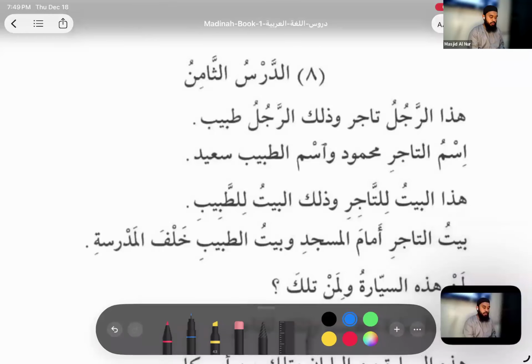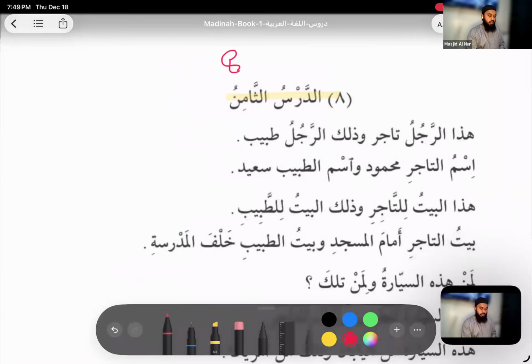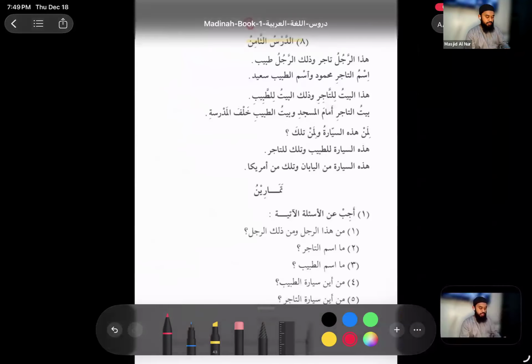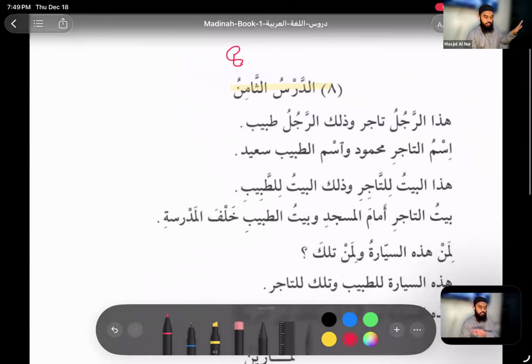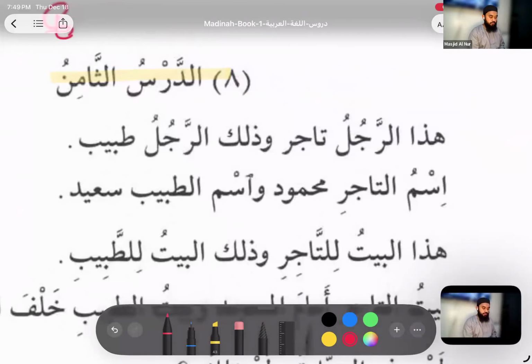Ad-darsu thamin. Lesson number 8. هذا الرجل. Who wants to read this? Bismillah, let's go through it quickly. I want to explain what's at the bottom more. So let's just leaf through this. We know this. This is very easy, guys. Someone read this, please. Clearly. No. Sorry, you made a mistake. الرجل has shamsiyya letters. Join it.